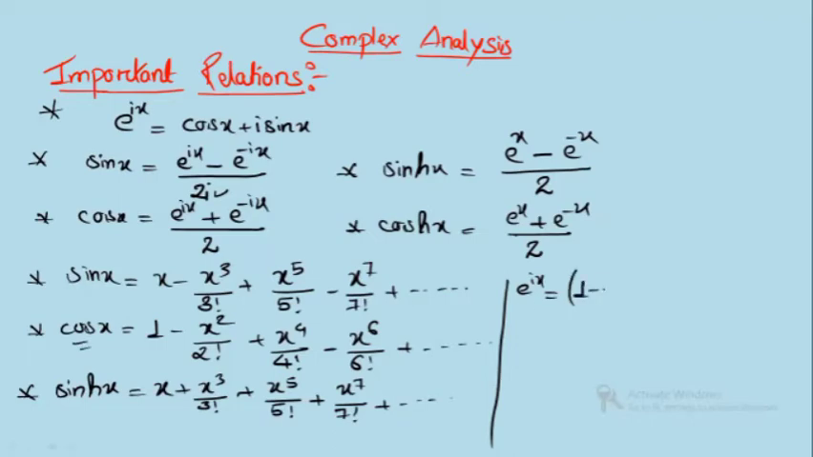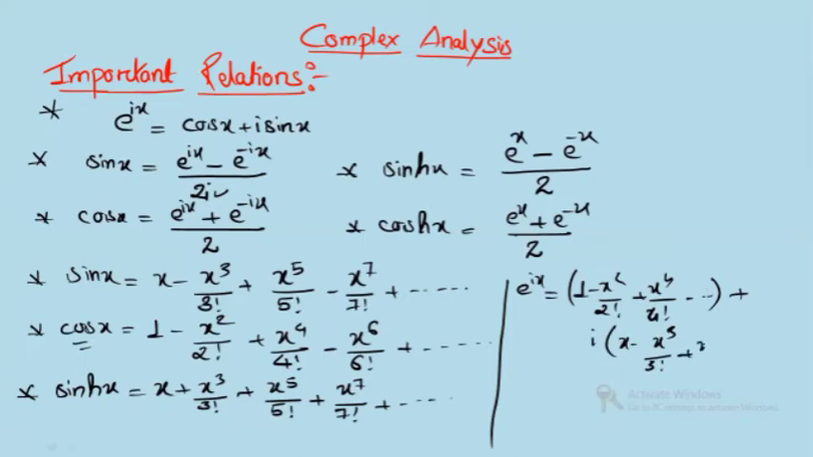You can write 1 minus x square by factorial 2 plus x to the power 4 by factorial 4, again minus and so on. Plus you can write iota times sine, which is x minus x cube by factorial 3 plus x to the power 5 by factorial 5, minus and so on. So this is how you can write it. This is the first relation.